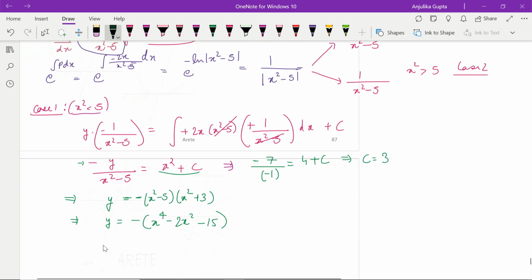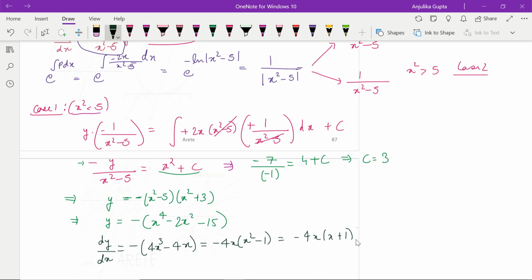If I want to find max value of this function, I need to find the critical point. And what's the derivative? 4x cube minus 4x. Or you can try taking out 4x outside, you get x squared minus 1. Very simple, right? You can factorize it further, x plus 1 and x minus 1. Now what are the critical points? 0, negative 1 and 1. These are the critical points.